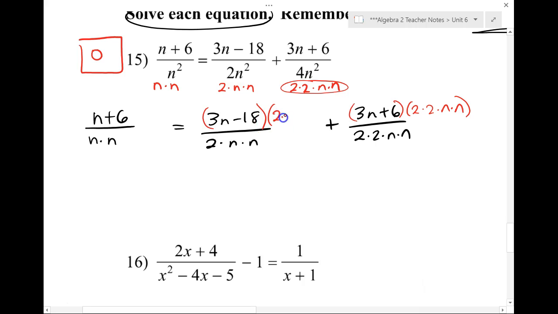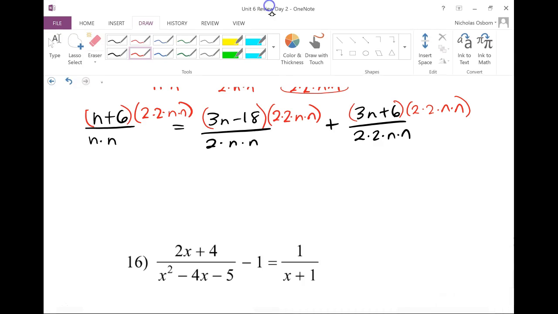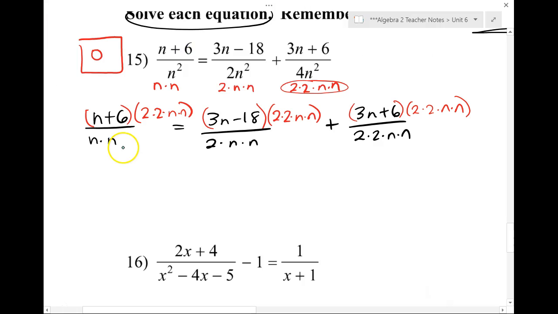Because remember, you have to multiply the same thing to each expression or each rational in the equation. Once you do something to one number, you have to do it to all of them. So now what I can do is go across and cancel out factors and see what I'm left with. Now here I've got an n, so I can cancel one in there, one in there, one in here, one in there, and I'm still left with 2 and 2.